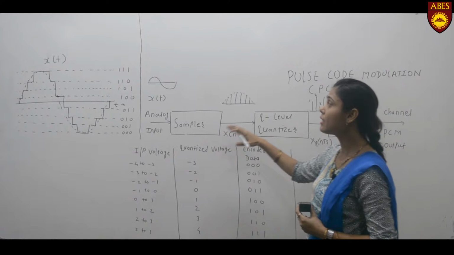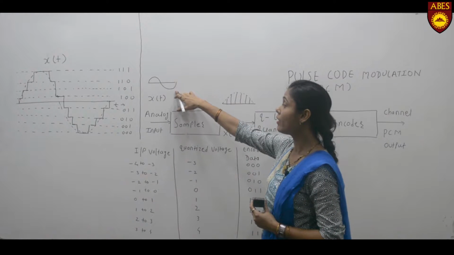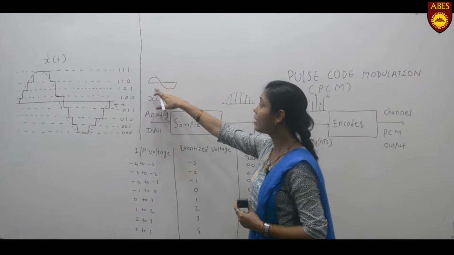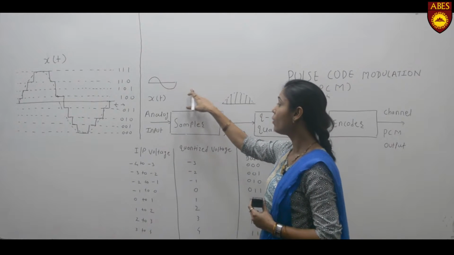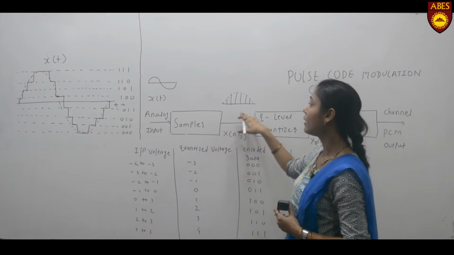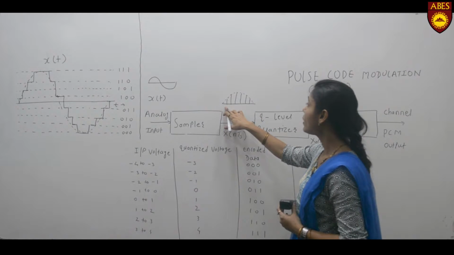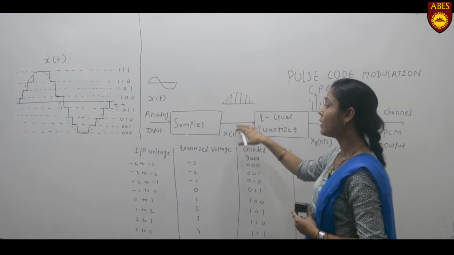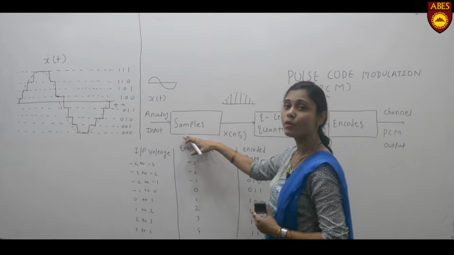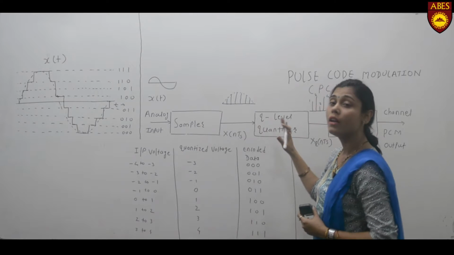It converts the input signal, which is analog, continuous in time domain as well as in amplitude domain. Now at the output of the sampler we get the signal which is continuous in amplitude domain, but it is discrete in time domain. So basically the sampler is the device which converts the input signal or the analog signal into a discrete signal.